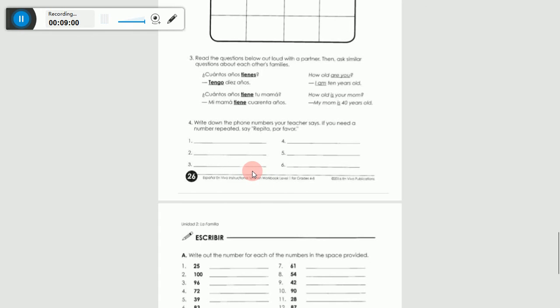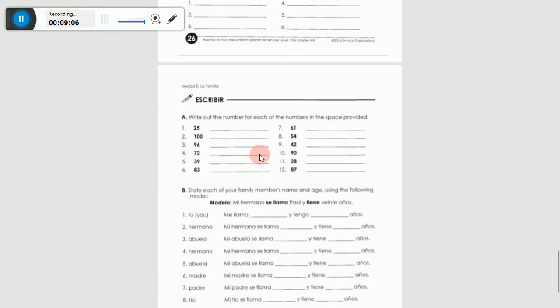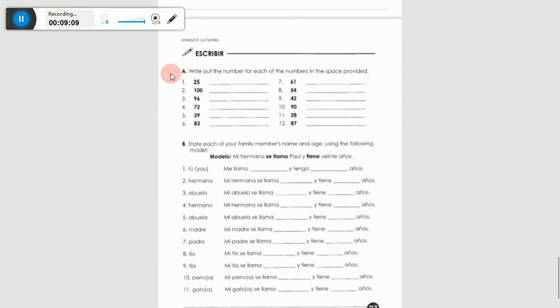Okay, so for most of these, I did the last 4 digits as 2-digit numbers, except for the last one. I kind of mixed it at the end. So if you need to go back and rewind it, that's totally fine. Do it as many times as you need. Okay, for this section, we're going to write out the number word in Spanish. So 25, 100, 96. You can do that all the way down through number 12.